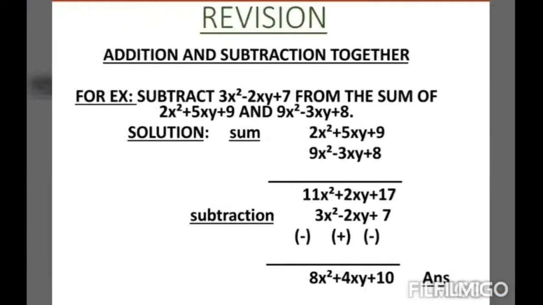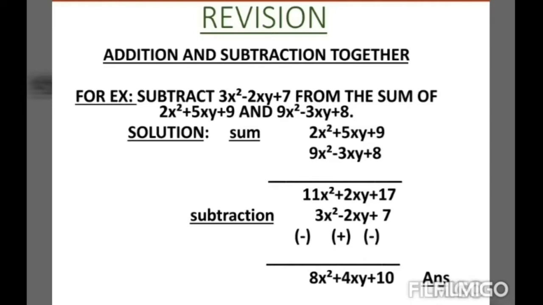Now in the previous video we have discussed addition and subtraction together. So let's revise. If we have to subtract 3x square minus 2xy plus 7 from the sum of 2x square plus 5xy plus 9 and 9x square minus 3xy plus 8, here you can see we have to do two operations, addition and subtraction, right? So first we will do addition.